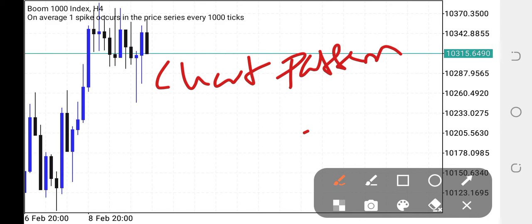A chart pattern can help give a trend reversal. So when you see a chart pattern, most times they can give a trend. That is one of their potencies. It can indicate to a trader that, okay, this is a reversal.